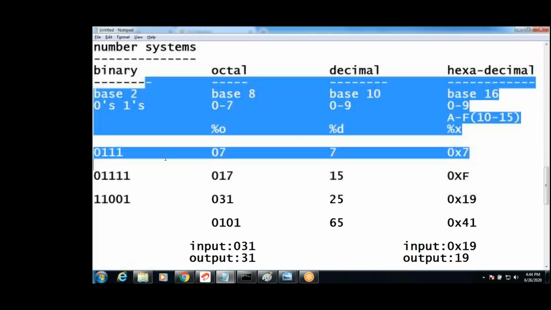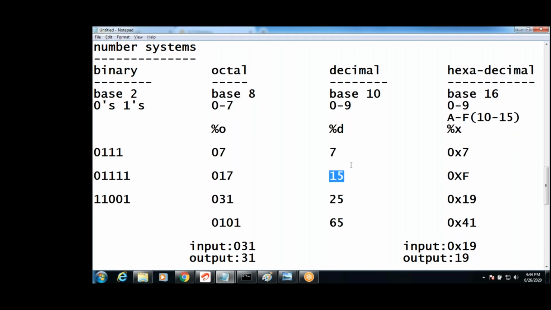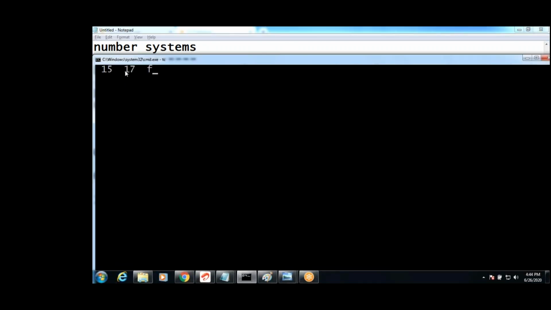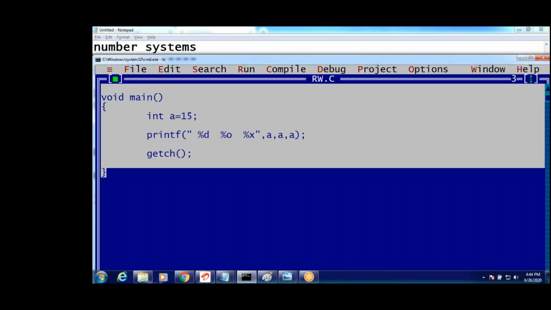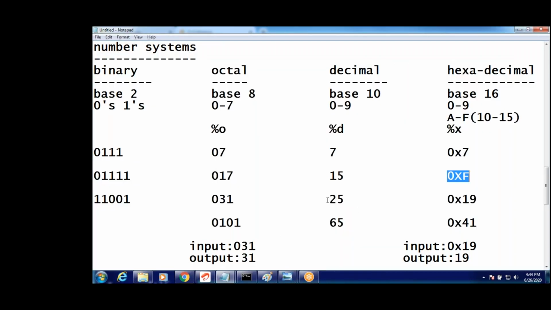Hexadecimal, the octal format 017, 0x1f, 0xf, only f it prints. For example, if I write decimal, octal and hexadecimal and I give 25, what does it print? 25, 31, 19. It won't print a 0. See this: 25, 31 and 19. Clear, guys?